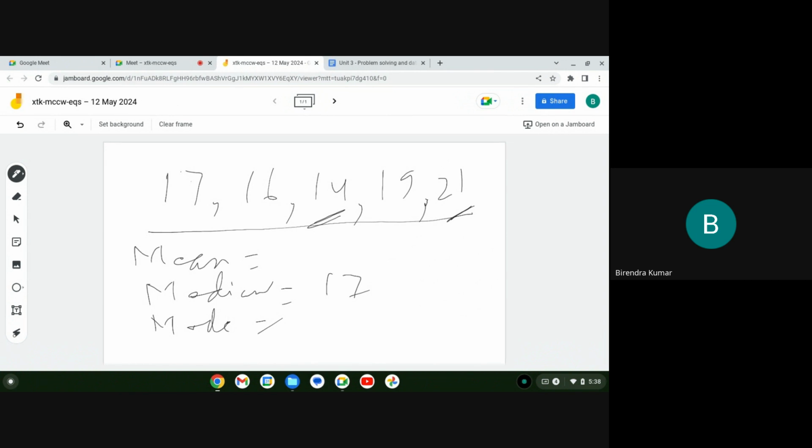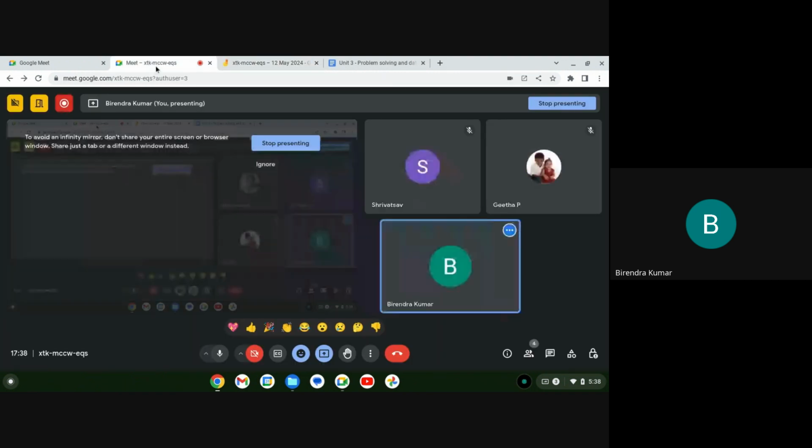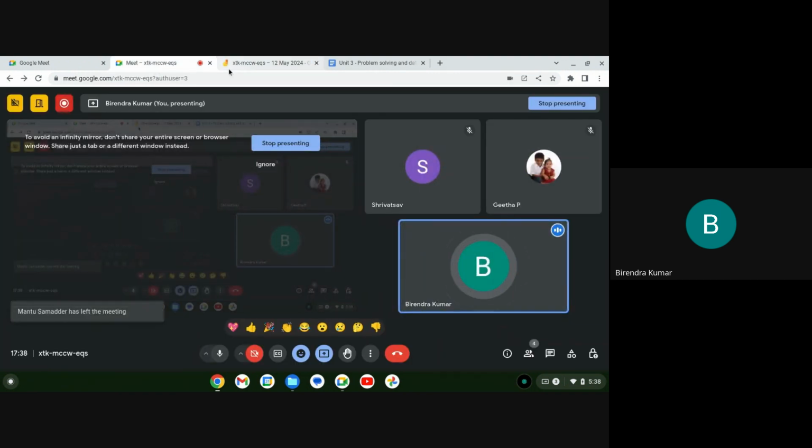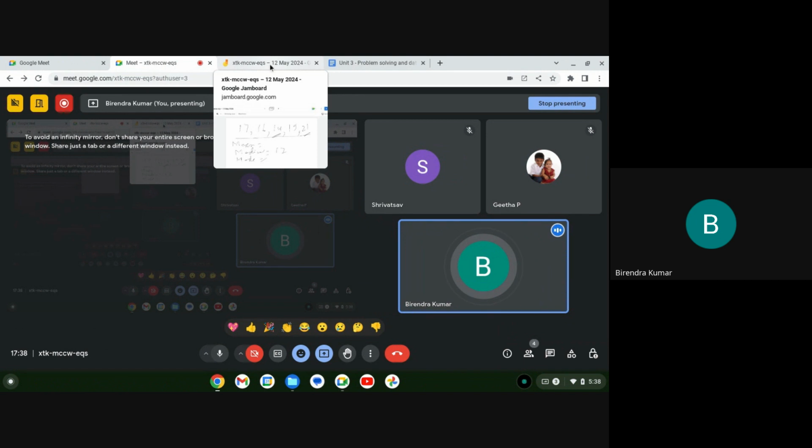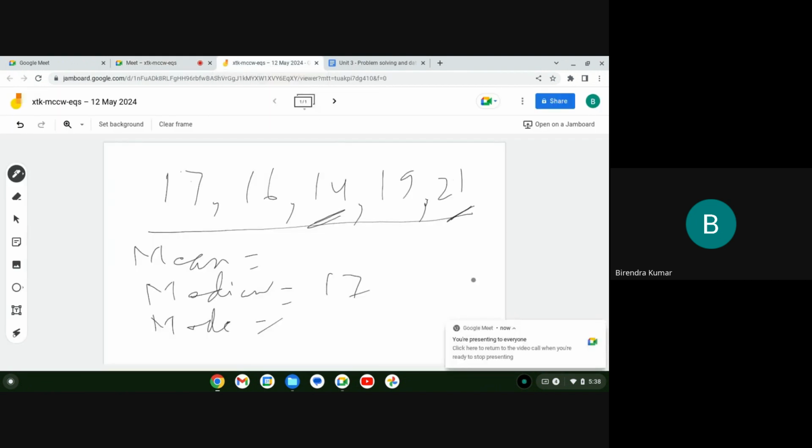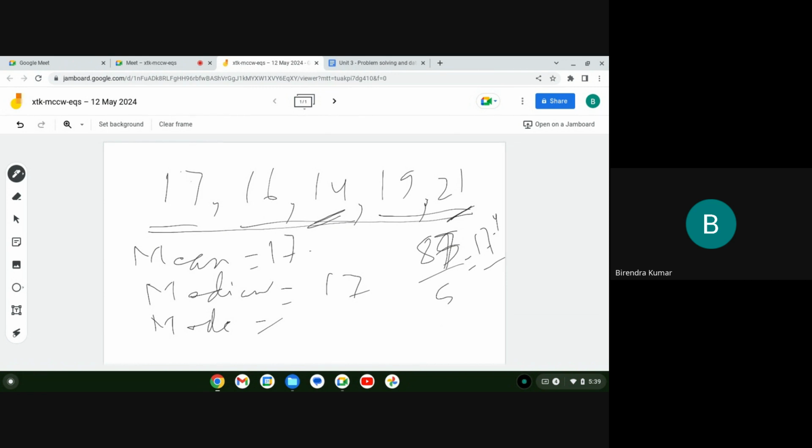Mithran, have you found it? Oh, Mithran dropped off. Okay, I think he'll join back. But in the meantime, my mean is 87 by 5, because there are five numbers, and if I add them together, this is 40 plus 30, 70 plus 17, 87 by 5. 5 into 17 is 85, remainder 2, so 17.4. My mean is 17.4.